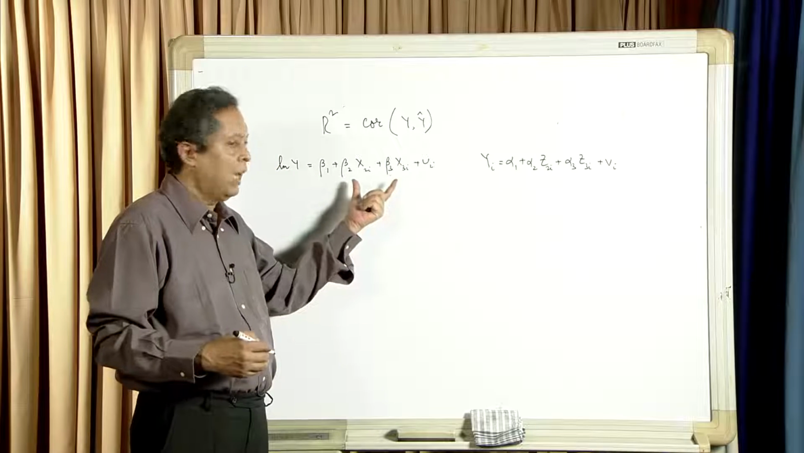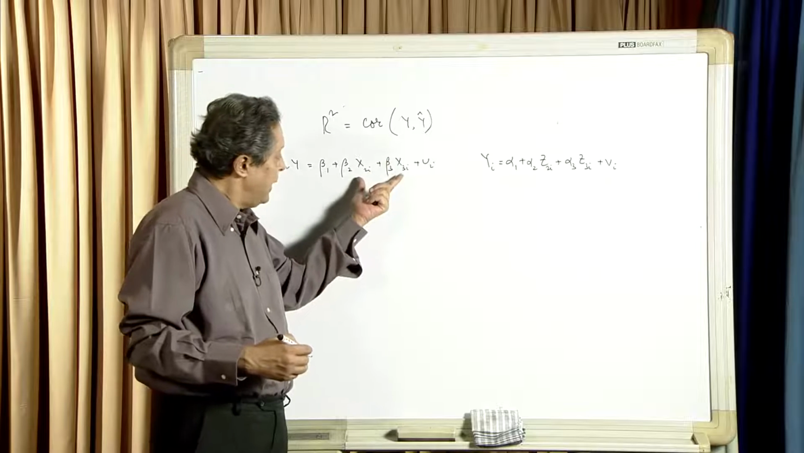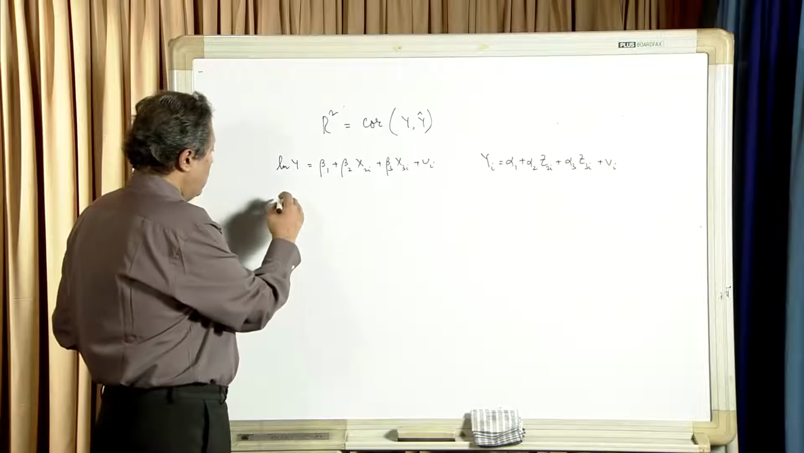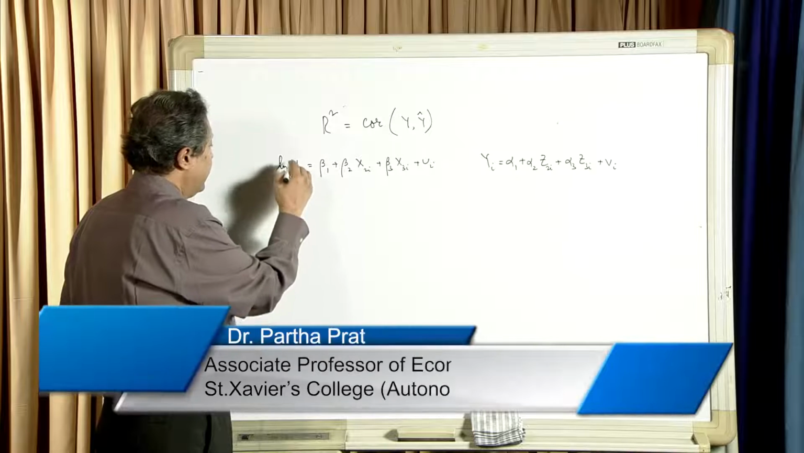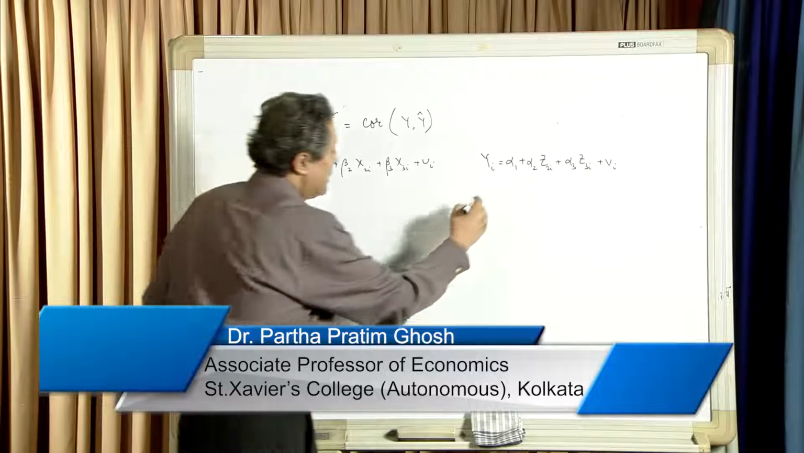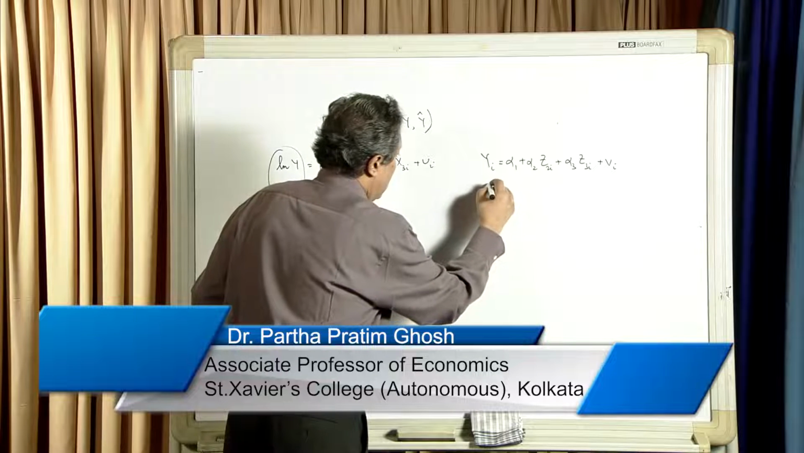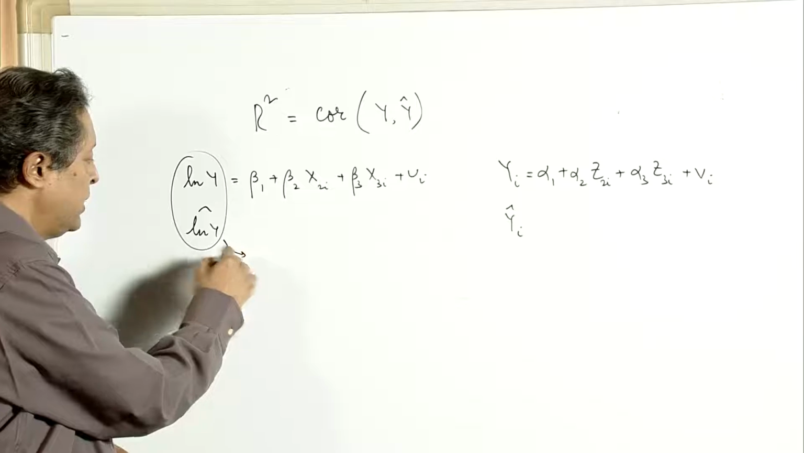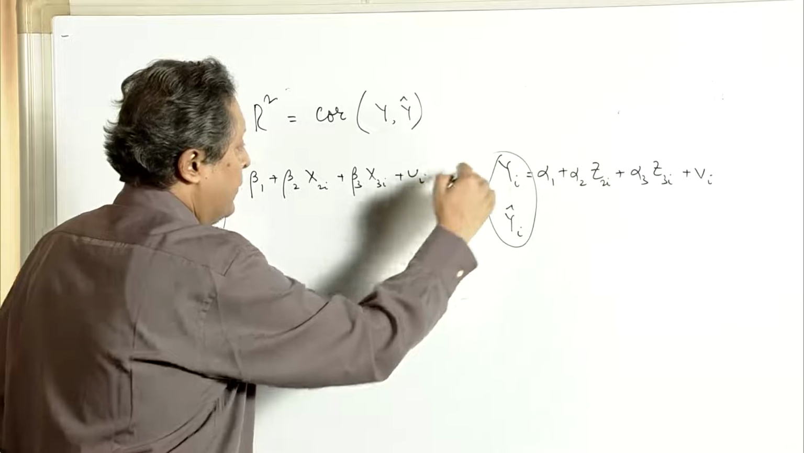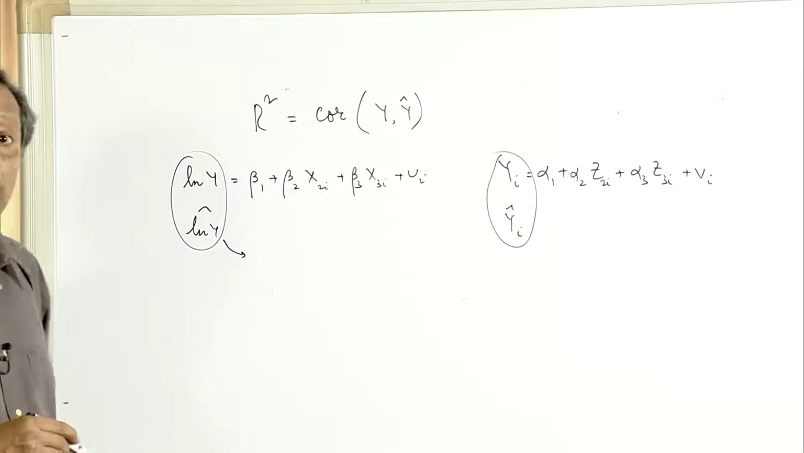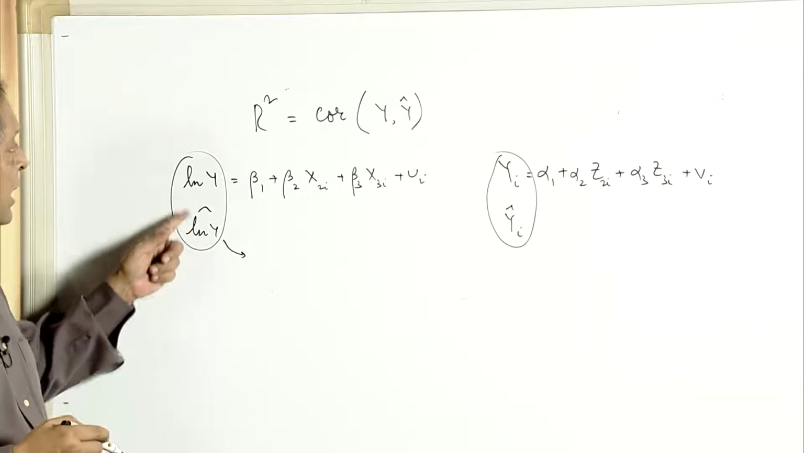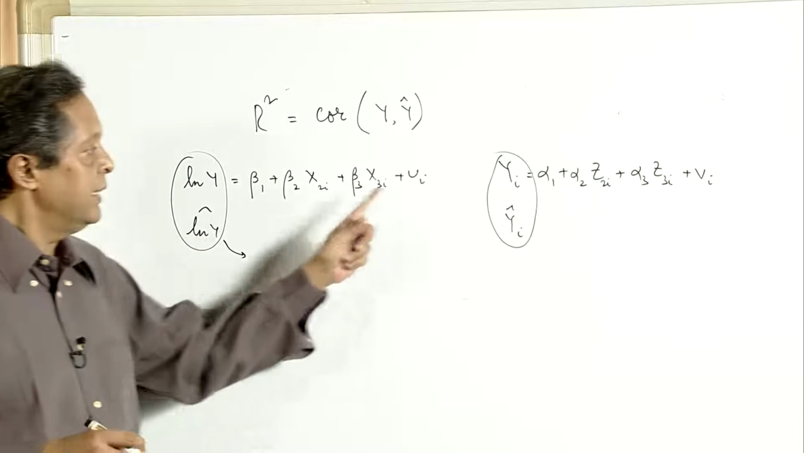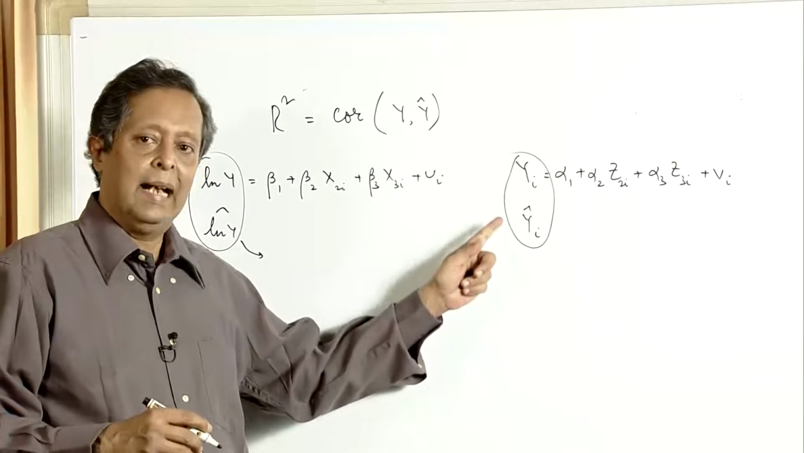Explanatory variables are also x over here and z here. So, the correlation between log y and estimated log y is not the same as the correlation between y and estimated y. So, the R square that we get from this model and the R square that we get from this model cannot be compared, because this is R square, the correlation between log y and estimated log y. Here it is the correlation between y and estimated y.